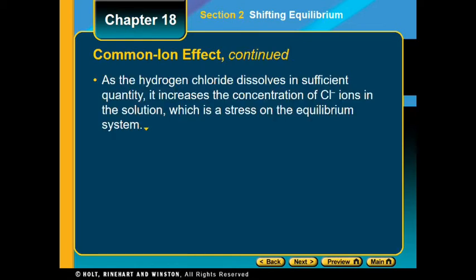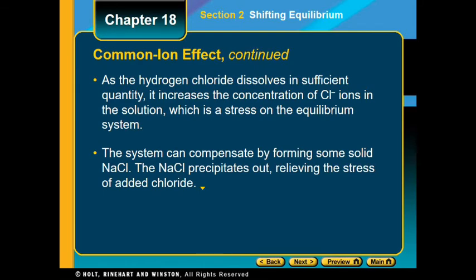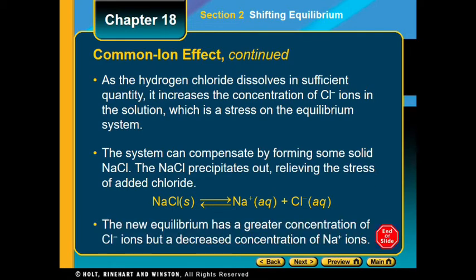The hydrogen chloride will dissolve in sufficient quantity. It increases the concentration of chloride ions in solution, which is a stress on the equilibrium system. The system can compensate, though, by forming some solid sodium chloride, which precipitates out, relieving that stress. So you got your sodium chloride, it will dissolve into sodium and chloride ions. And the new equilibrium has a greater concentration of chloride ions, but a decreased concentration of sodium ions.